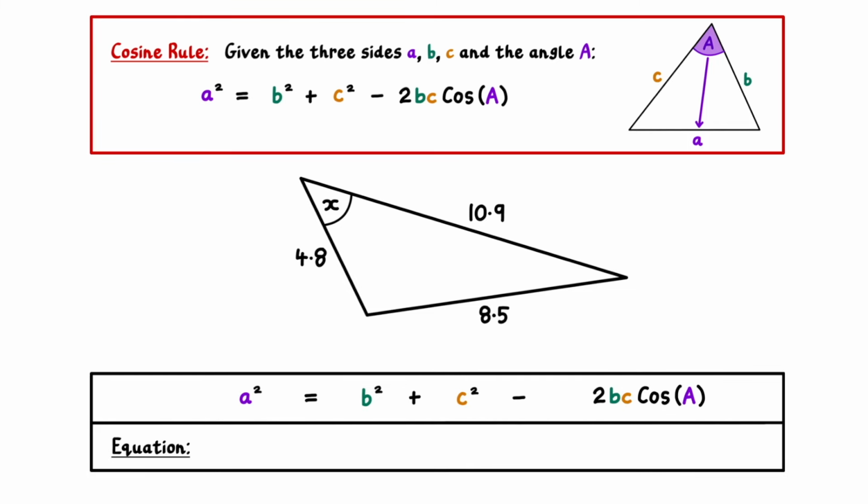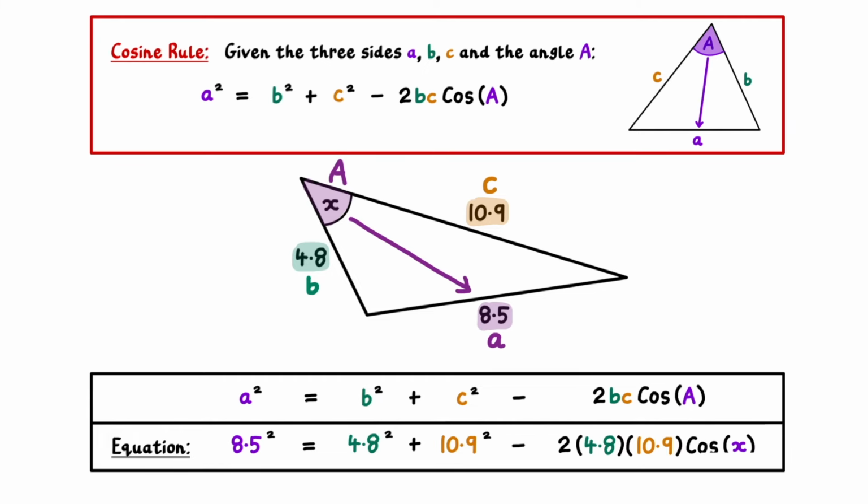In our final example, the three sides are labelled as 4.8, 10.9 and 8.5. One of the angles has been labelled as x. We should label the angle x with capital A. The side opposite, 8.5, gets labelled with lowercase a. The other two sides, 4.8 and 10.9, get labelled with B and C.